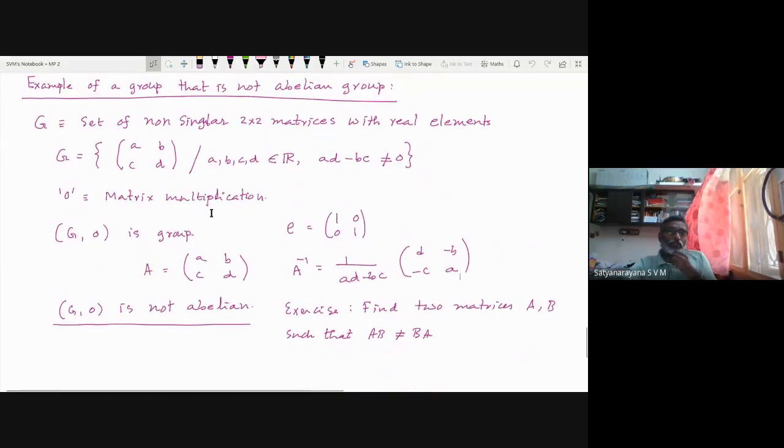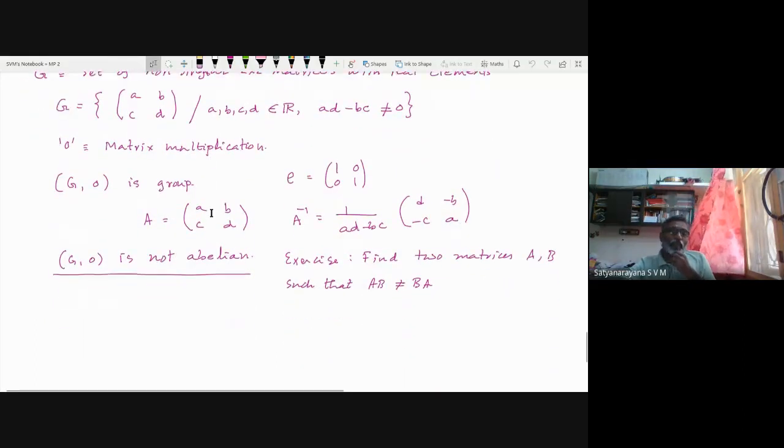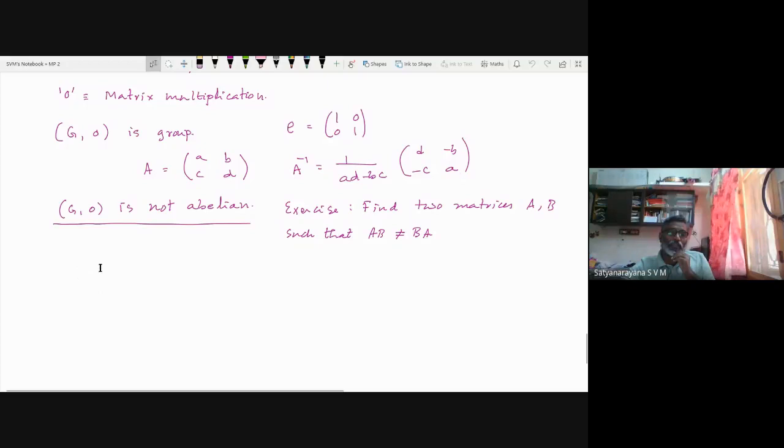Now, suppose instead of matrix multiplication, you take matrix addition, okay, so same set, same set.